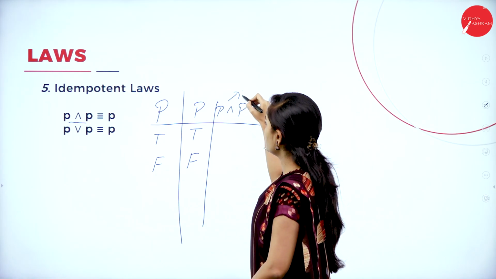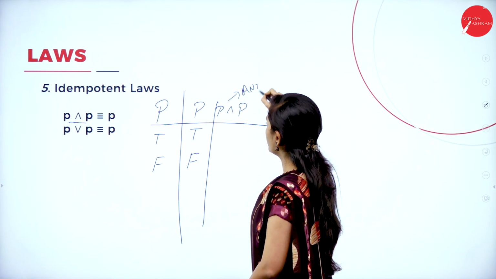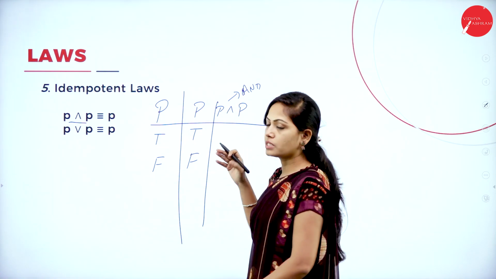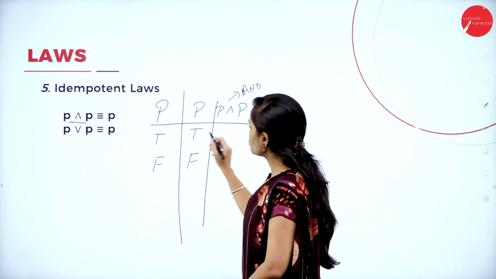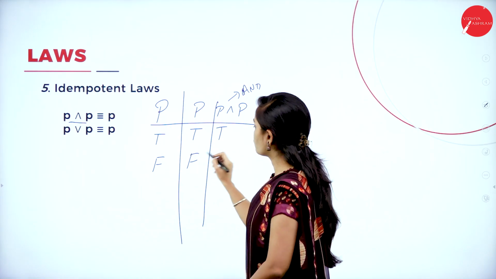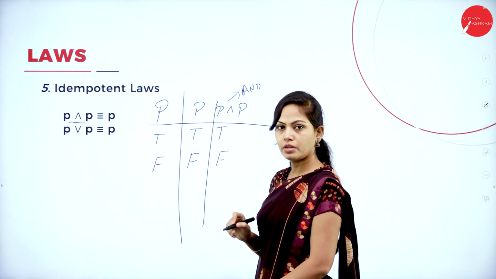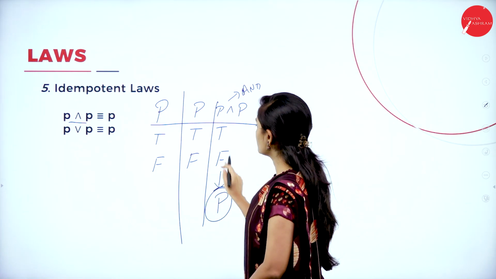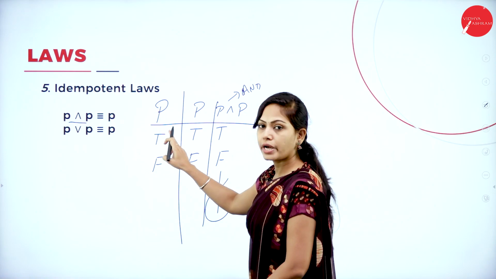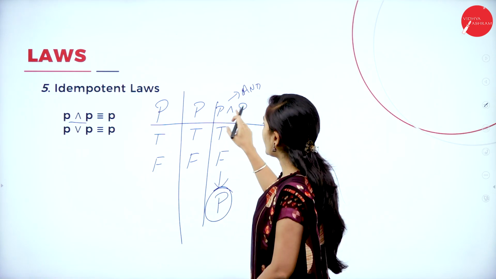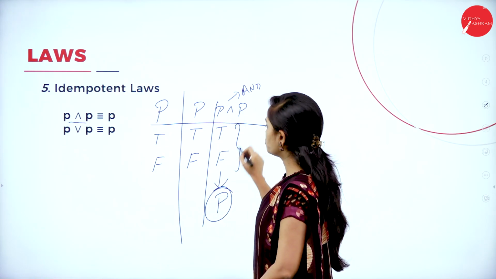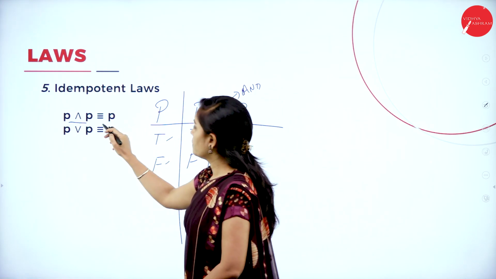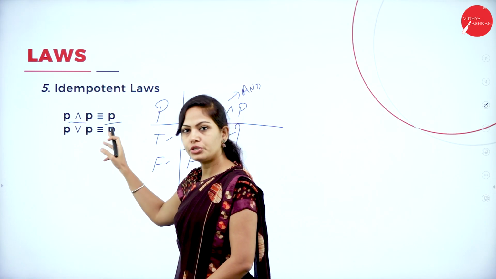Here I am using the AND operation. If any one of the statements is false, then the result is false. Otherwise it is true. So true, true means it is true. False, false means it is false. Right? So what is the statement called? The statement is called P. So in P also I have true, false. In P and P also I have the same truth values: true, false, true, false. So P and P is equal to P.